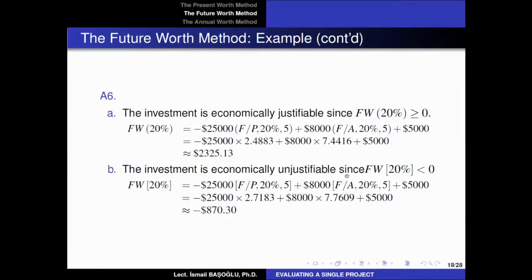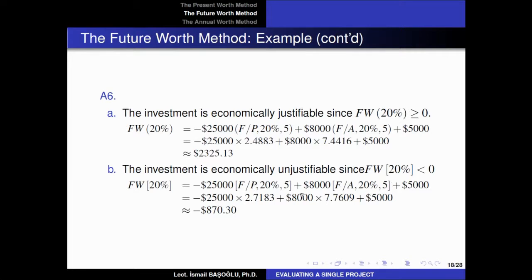For part B, we assume that the minimum attractive rate of return under 20% interest rate compounds continuously. In that case, the initial cost is going to be multiplied by a single payment compound amount factor under continuous compounding. We again have square brackets here, but the interest rate and the number of years are the same. And $8,000 is going to be multiplied with the uniform series compound amount factor, but again assuming continuous compounding.